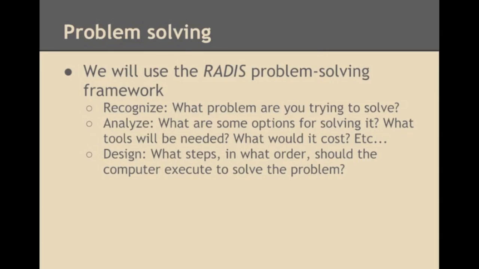And that's where we sort of make a recipe that the computer follows in order to solve its problem. What are the steps, in what order, that the computer has to execute in order to solve this problem? Okay? Only after we do all of that can we implement it. That's when we write the code. So if we do a good job with recognizing, analyzing, and designing, then the implement part should be pretty simple.